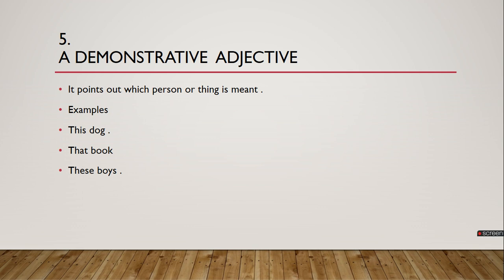The fifth one, a demonstrative adjective. It points out which person or thing is meant. For example, we have this dog, that book, these boys. This dog means which dog? That book, it tells you about which book, and these boys. So it demonstrates the noun.